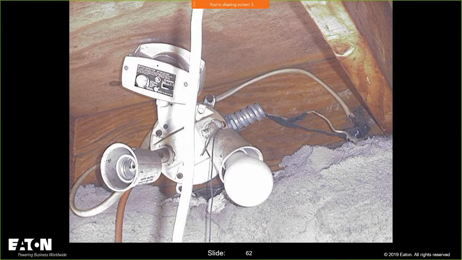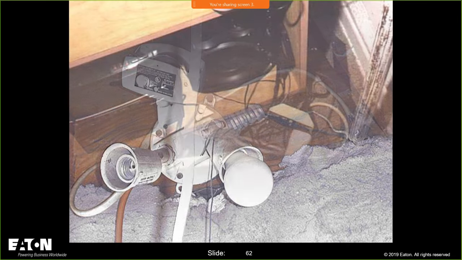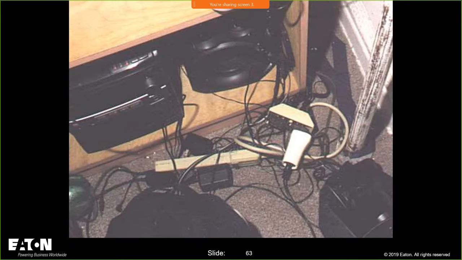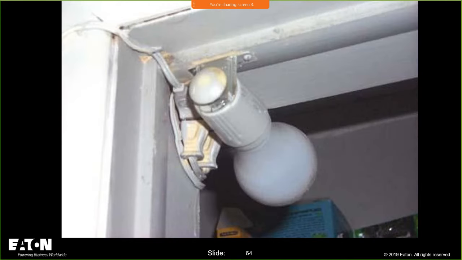There's a little do-it-yourself syndrome, right? We've seen this stuff, all of these types of installations, and I love this one here. You've got this nice SPT2 cord that's going through the door jamb.